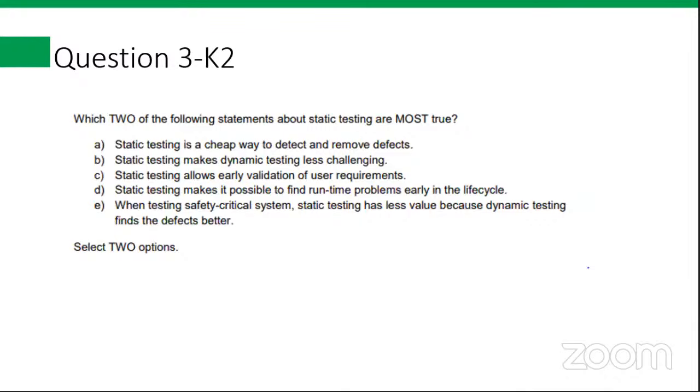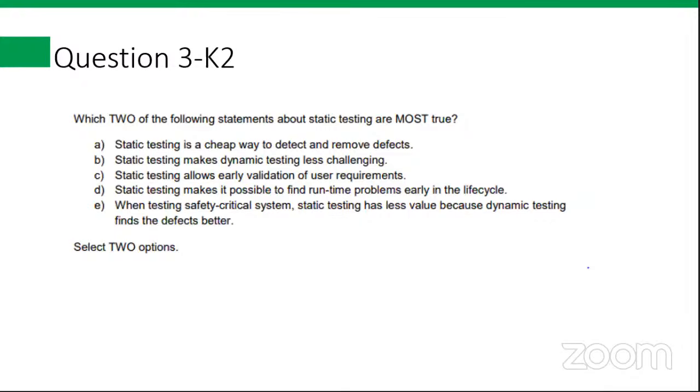That is, when testing safety critical system, static testing has less value because dynamic testing finds the defects better. This is a wrong statement because if you just consider what is being tested here, that is, you are testing a safety critical system. A system like that would never want anything to be omitted, be it static testing, dynamic testing, everything would be taken into consideration because this is related to safety. So, in that case, you can rule out E as the wrong option. So, based upon this understanding, you should be able to come to the conclusion that A and C are the right answer here.